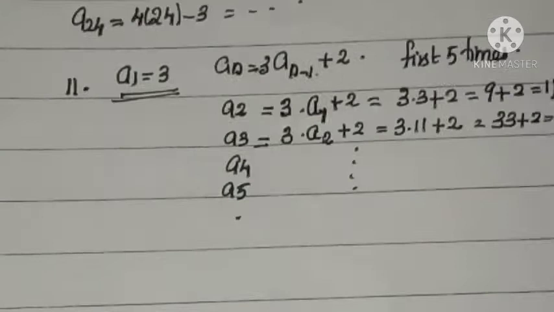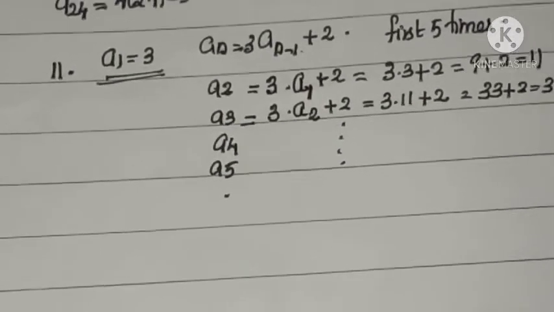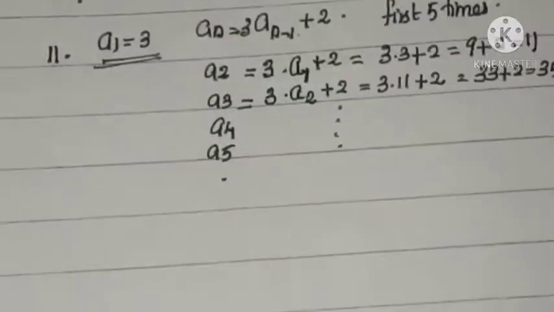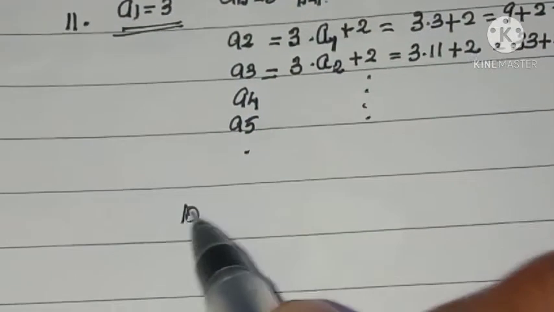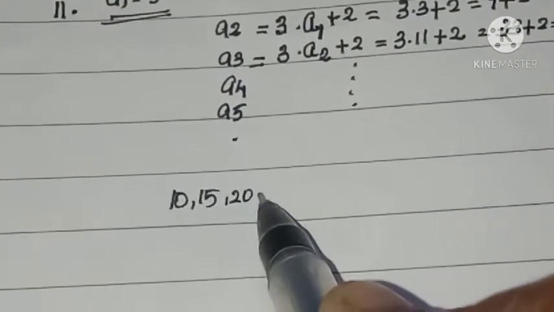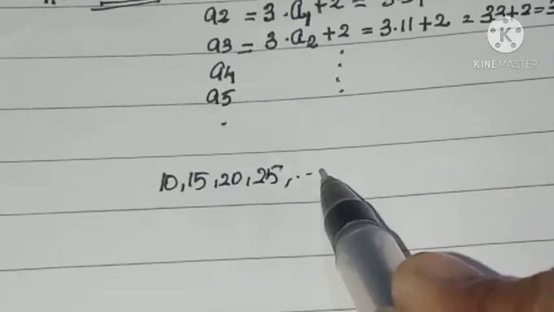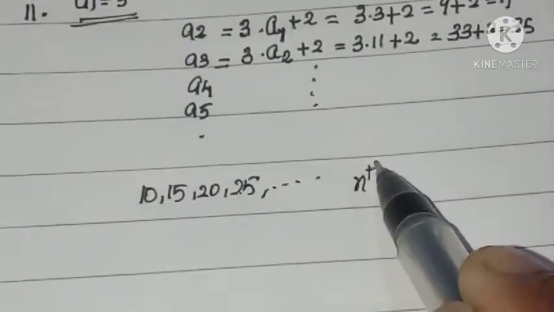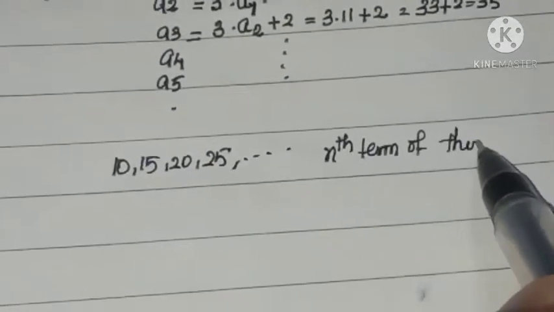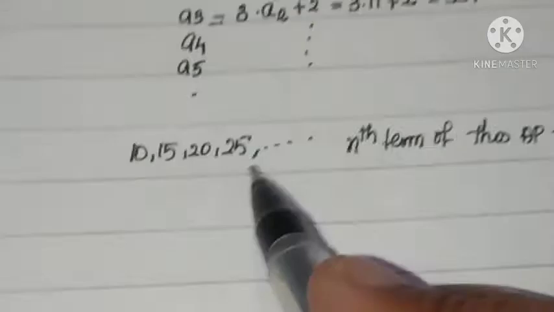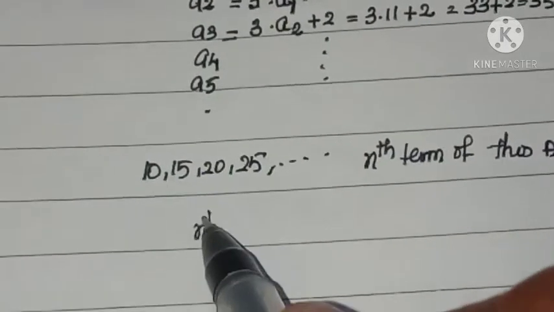Now listen. Suppose we have an AP, for example, 10, 15, 20, 25, etc. Our question is, what is the nth term of this AP? So what is the formula to get the nth term?